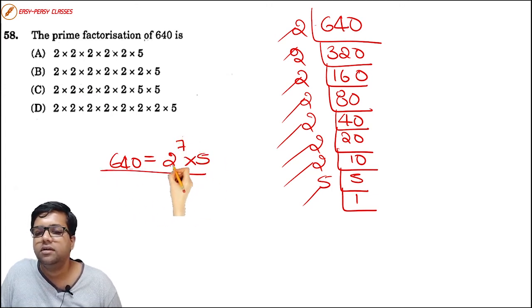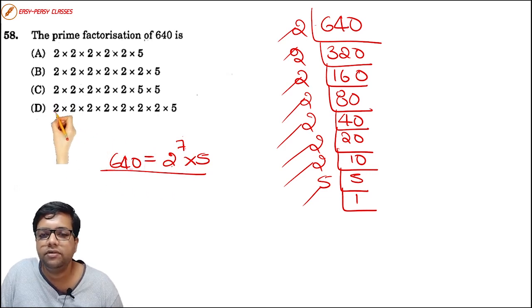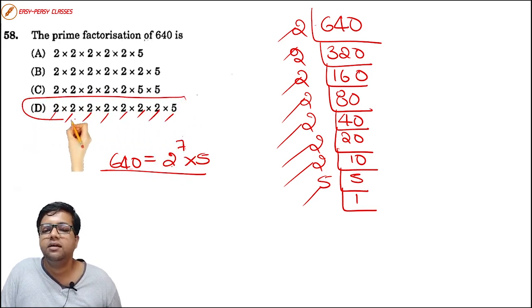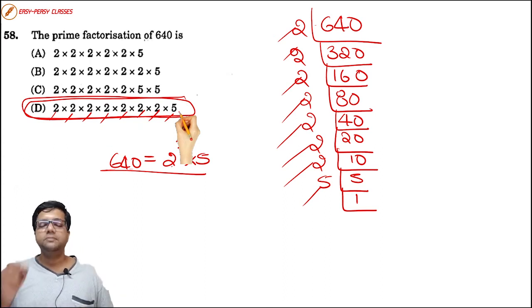So how many 2s are there? 7 2s are there. Do we have it here? 1 2 3 4 5 6 7 2s and 1 5. So option number D is the right answer.